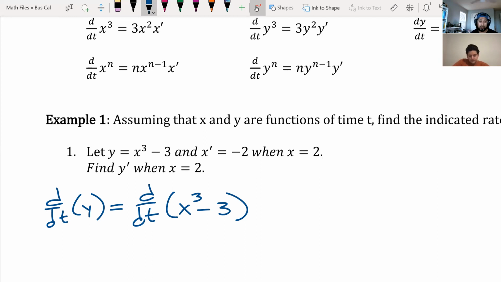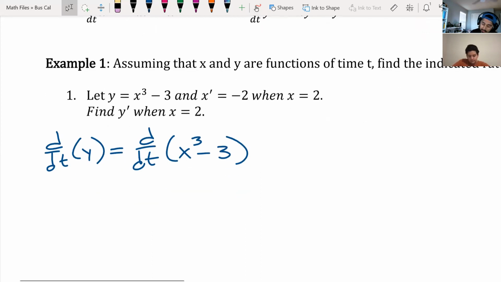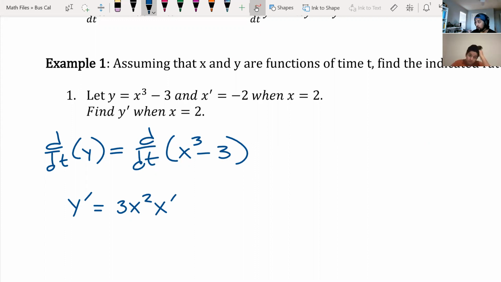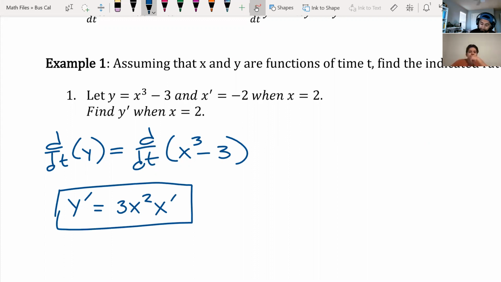Now we're taking the implicit derivative with respect to time, and the implicit derivative of y is going to be y prime. The implicit derivative of x cubed with respect to time is going to be 3x squared x prime. And of course, the derivative of 3, no matter what, the derivative of a constant implicitly or not is always going to be 0. So there is our implicit derivative with respect to time. Any questions on that?